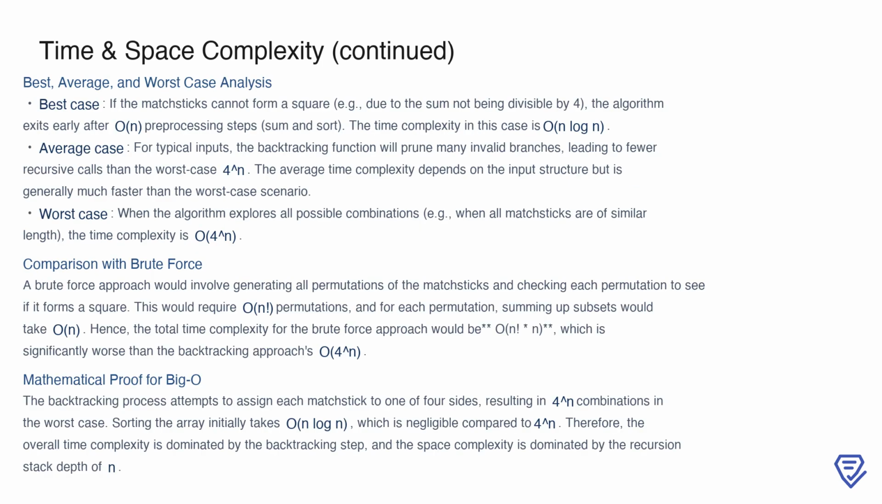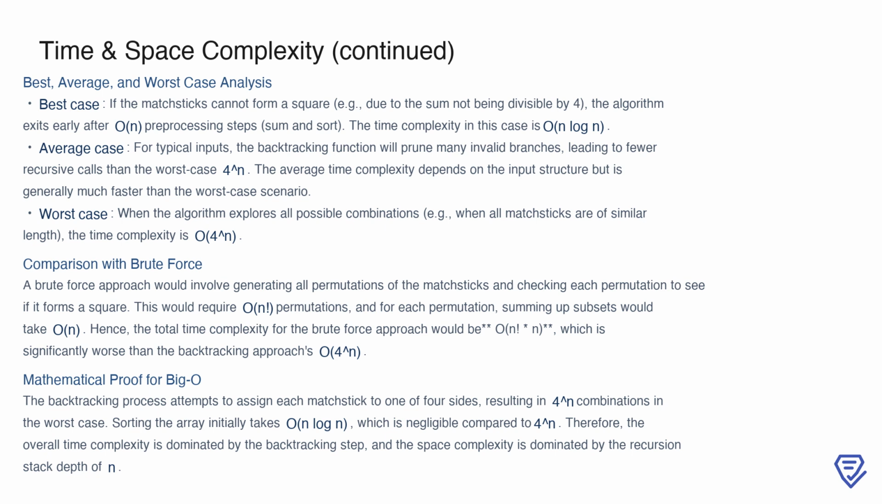Now, let's examine the best, average, and worst-case scenarios for the algorithm. In the best case, if the matchsticks cannot possibly form a square, such as when their total length isn't divisible by 4, the algorithm terminates early after pre-processing steps like summing and sorting, which take O(n log n) time. This ensures that we don't waste time on unnecessary backtracking.